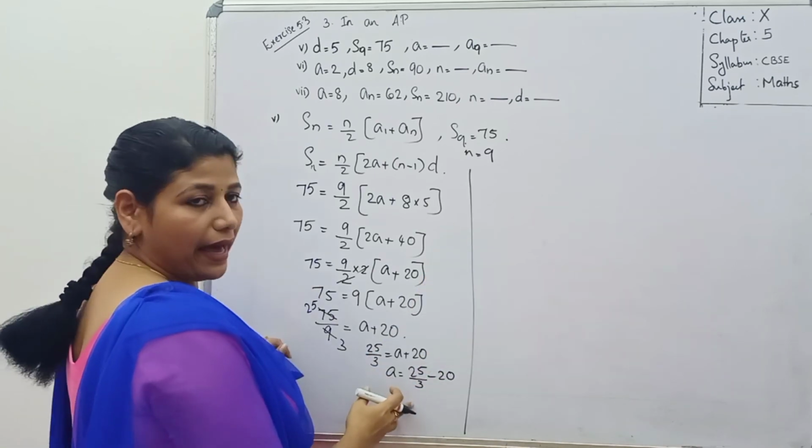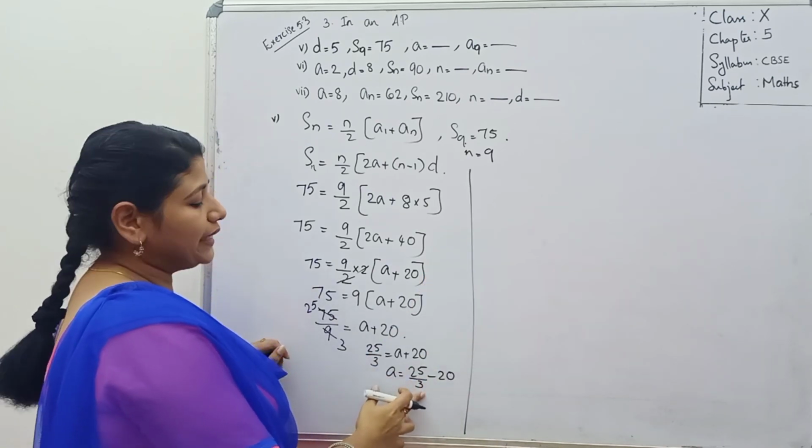Okay, now we have to multiply this 20 by 3, then you will get the common denominator 3.